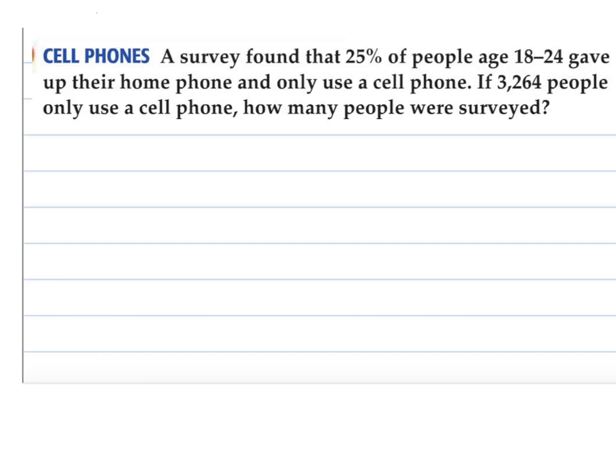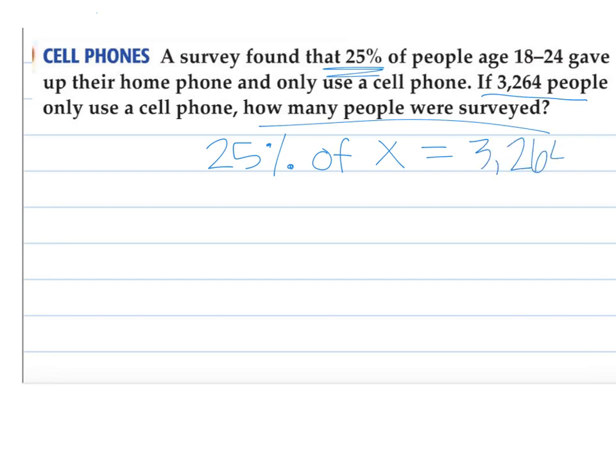A survey found that 25% of people age 18 to 24 gave up their home phone and only use a cell phone. If 3,264 people only use a cell phone, how many people were surveyed? So we have 25%, and they took 25% of people age 18 through 24, which we do not know. So 25% of, I'm just going to say X, equals 3,264.